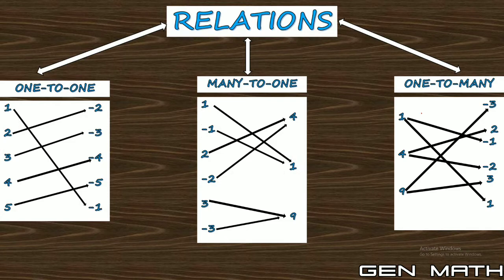For one-to-many, you can find one element of the domain that is mapped to two or more elements of the range. For example, 1 is mapped to -1 and +1. 4 is mapped to +2 and -2. And 9 is mapped to -3 and +3.